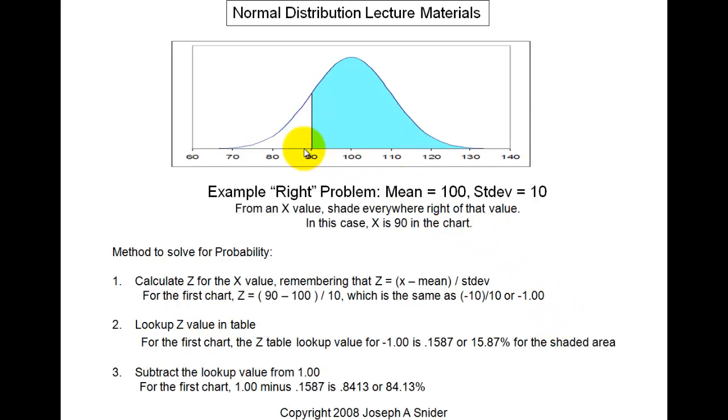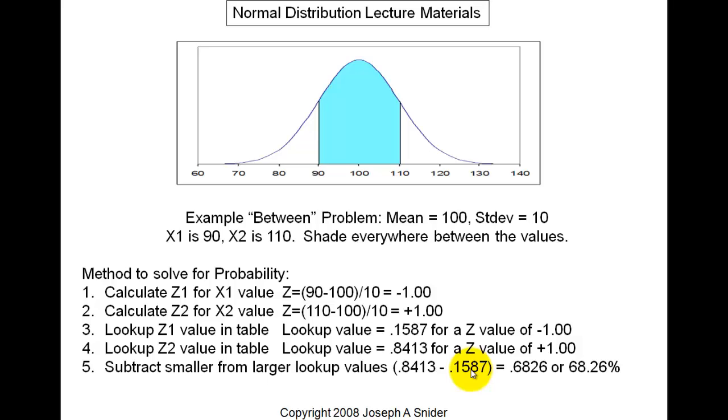Here's a right problem from 90 all the way over to the right. First we calculate the z-value for 90. It's minus 1.00. We calculate the z lookup value just by looking it up in a table. That's 15.87%, or 0.1587. We subtract the 0.1587, which would be this area right here on the curve, from everything, which is 1, and we get what's shaded to the right, which is 0.8413, or 84.13%.